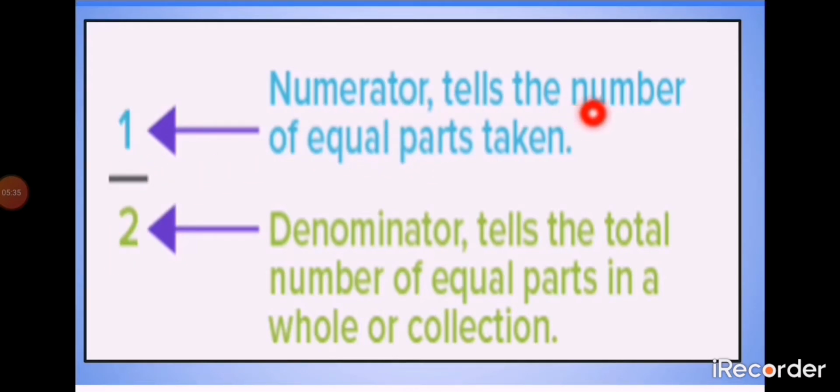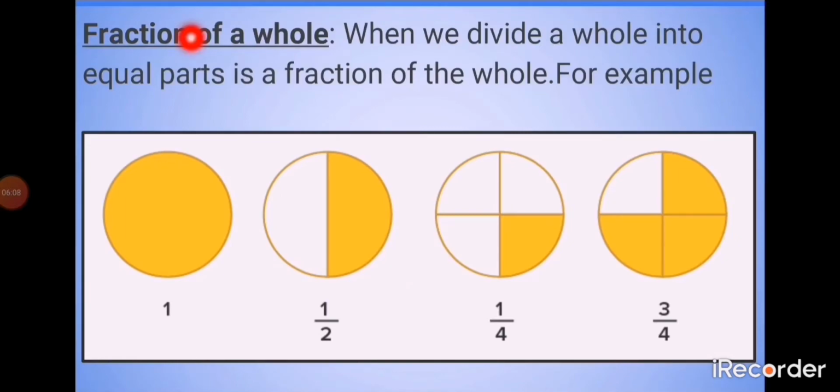So the numerator tells the number of equal parts taken. And the denominator tells the total number of equal parts in the whole or a collection. So in the whole, how many total parts are there? We write it under the line and we call it the denominator. And the number of parts we are taking is the numerator. A fraction is always written in that form, and 1 by 2 means half, 1 out of 2 parts. Fraction of a whole.